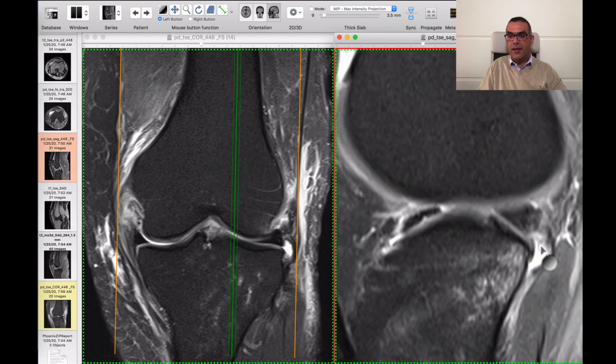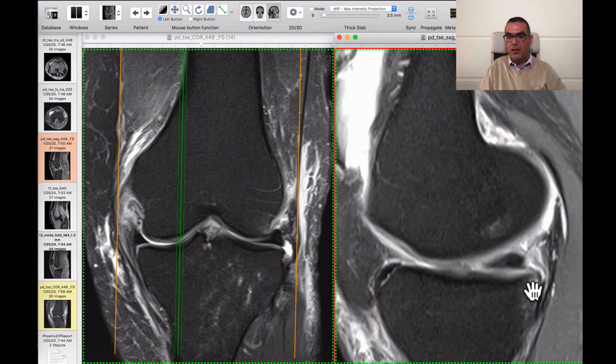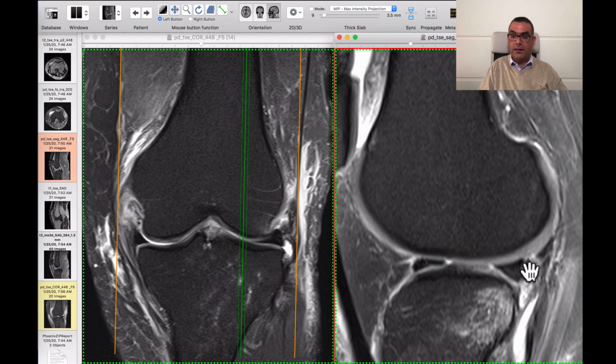So in this case we have an ACL tear, we have a meniscal ramp lesion at the medial side, and another meniscal ramp lesion at the lateral side. So we have meniscal ramp lesions of the medial and lateral sides. We have sprains of the medial and lateral collateral ligament.